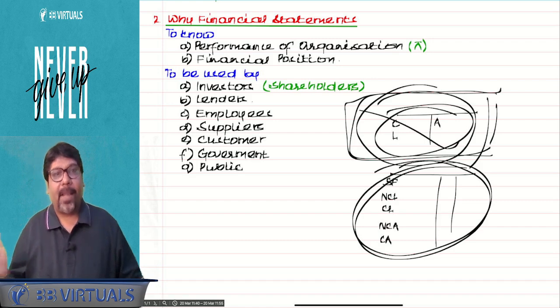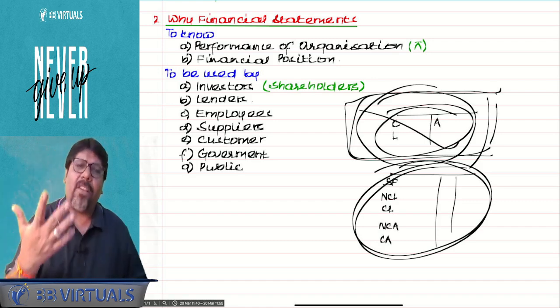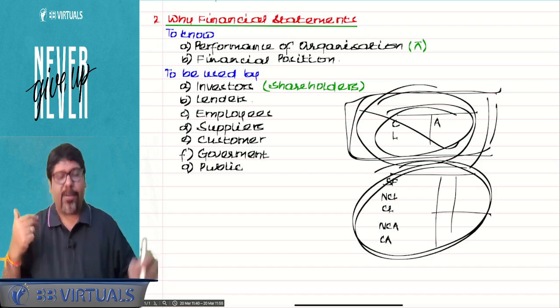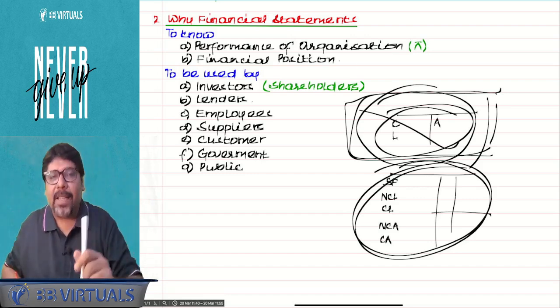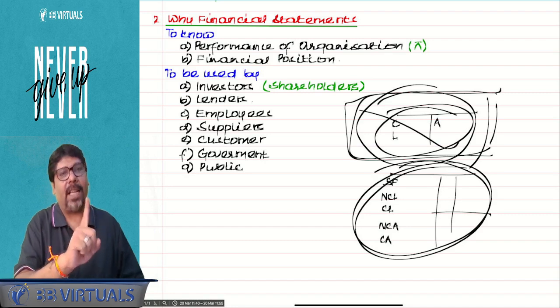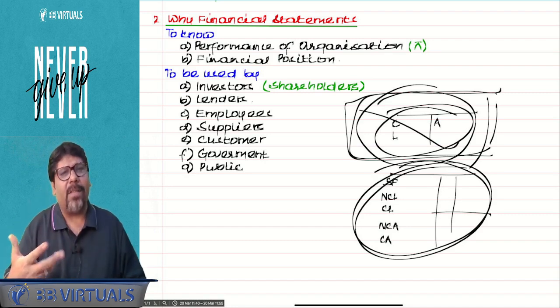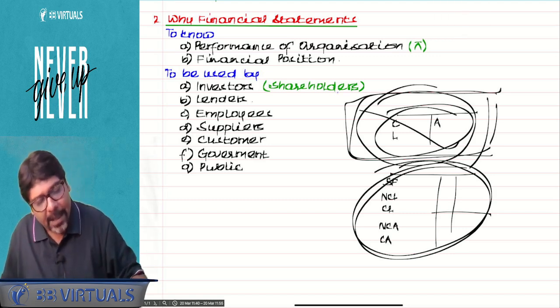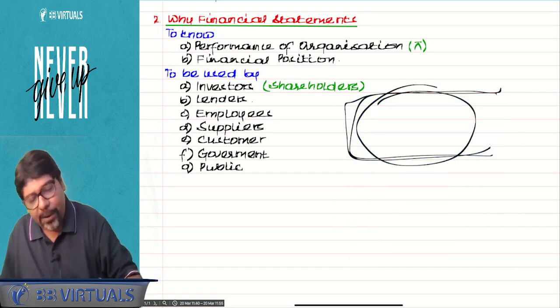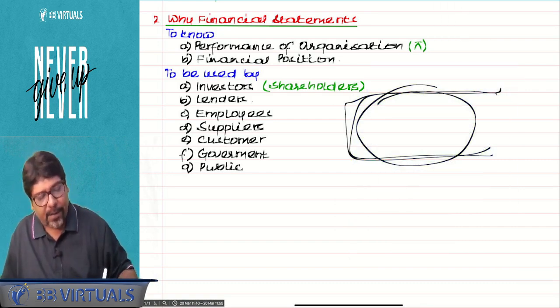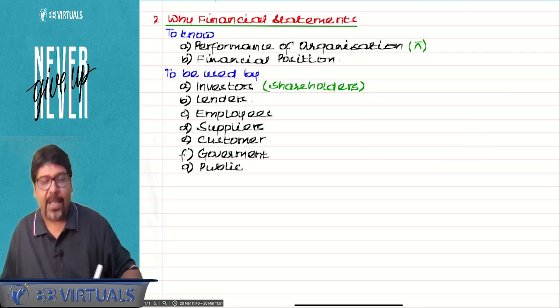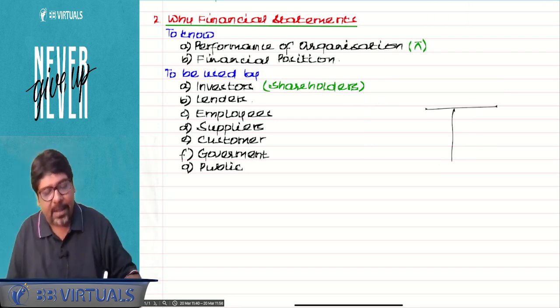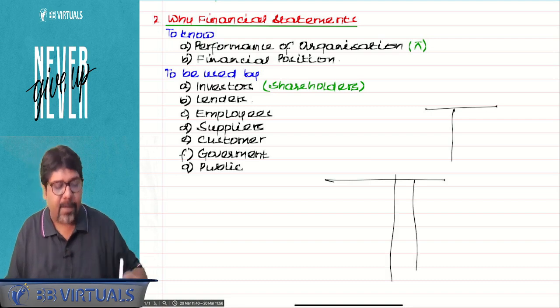After a few years, they might find a better way of presentation, and this format also might change. That is why accounts is an art, not a science. It is continuously evolving. Now, the balance sheet which you studied: first of all, you should understand why we are following the vertical balance sheet and not the T balance sheet.